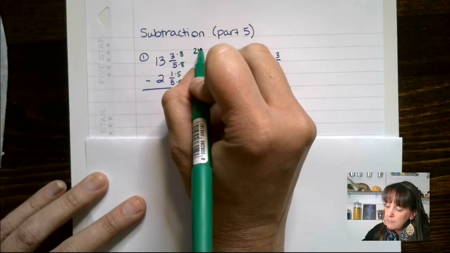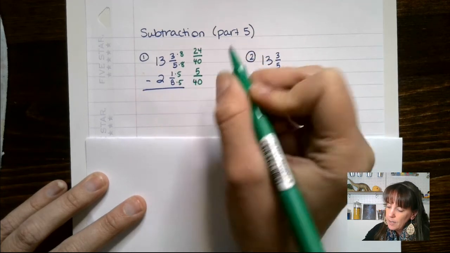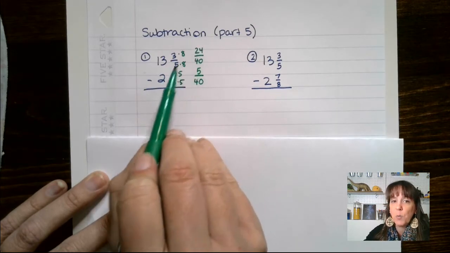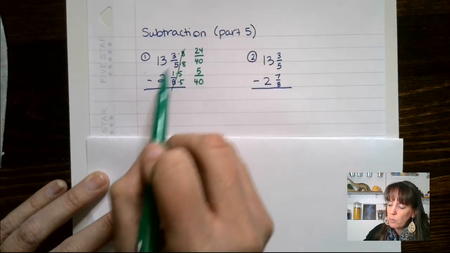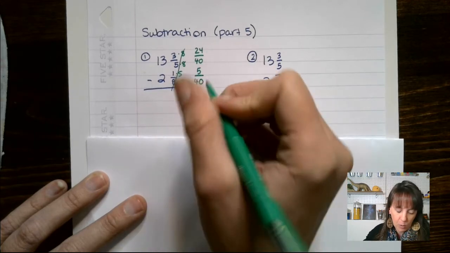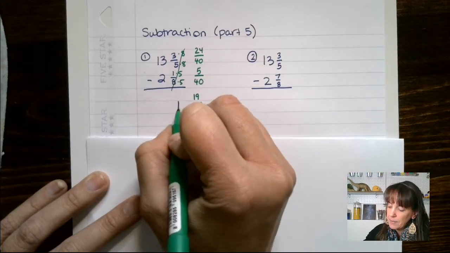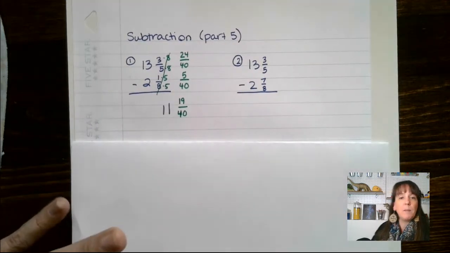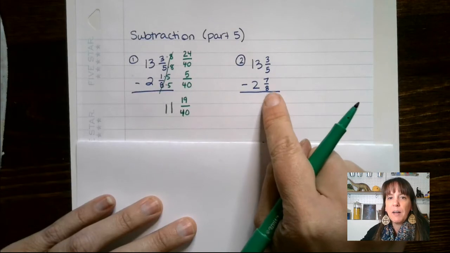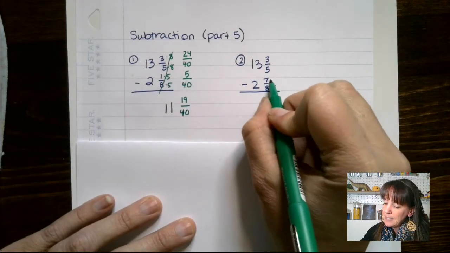So I end up with 24 over 40 and 5 over 40, which gives me, now remember we are subtracting here. So 24, and I like to cross that out. 24 minus 5 is going to give me 19 over 40. 19 over 40. 13 minus 2 is going to give me 11. Sometimes it doesn't always work out that way, and you have to do a little bit of borrowing. So again, 8 and 5 here. I'm sorry I chose the same ones for our common denominator, but let's take a look at this.